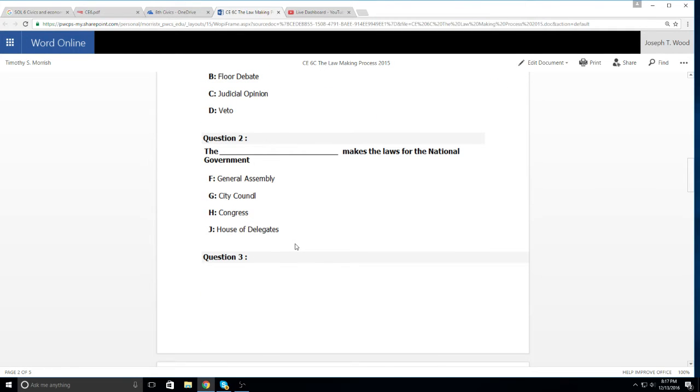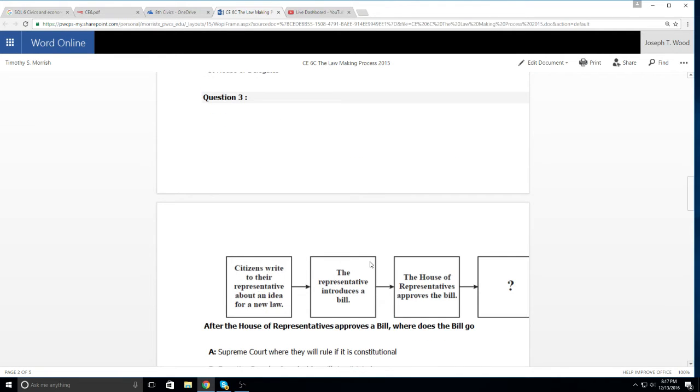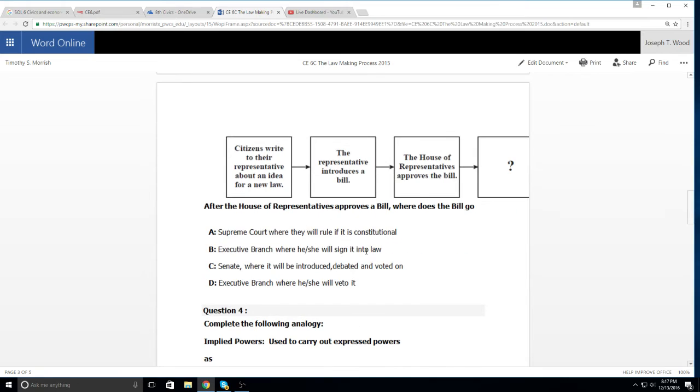All right, number 2. The blank makes laws for the national government, and this one's pretty simple. Somebody type it quick. This should be easy. I know there's a little bit of a delay too. And Idris is right. Congress. So, Congress makes the laws. Moving on. I'm not gonna spend a lot of time on that one. That one should be a gimme.